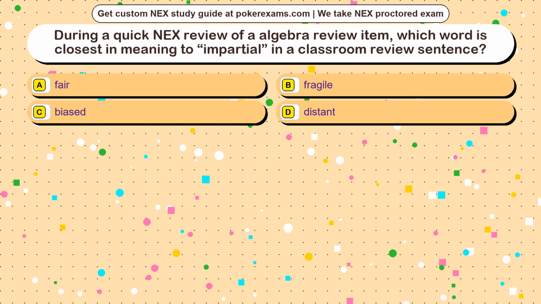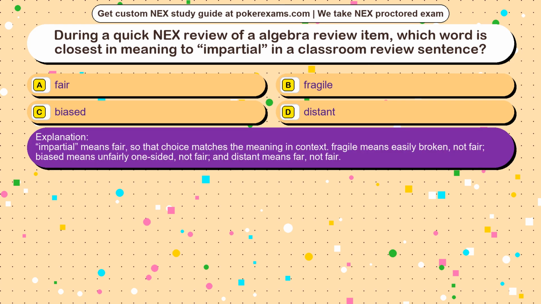The correct answer is option A. Impartial means fair, so that choice matches the meaning in context. Fragile means easily broken, not fair. Biased means unfairly one-sided, not fair. And distant means far, not fair.